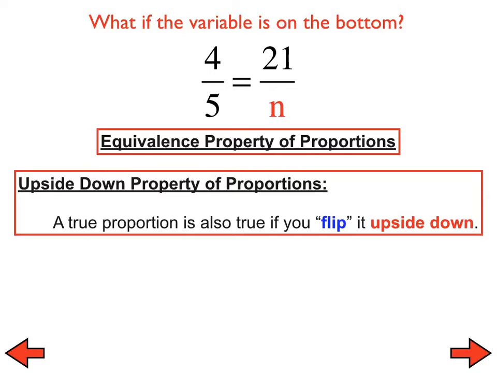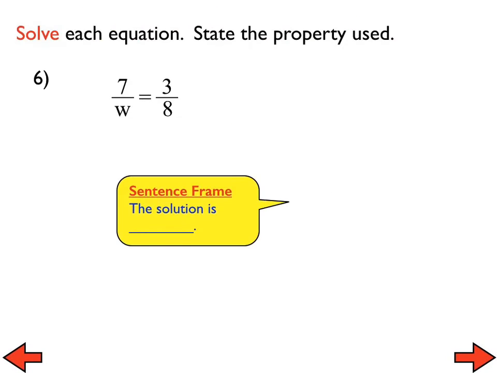A true proportion is also true if you flip the entire thing upside down. Right? Let's say you are hanging on the monkey bars. Do you become a different person when you're upside down? No, you're still exactly the same thing. That's why both sides are still equal if I flip it upside down. So, do you see how the top proportion and the bottom proportion are still exactly the same problem? It's still equal. Okay, so we're going to solve it this way. So look at number 6.